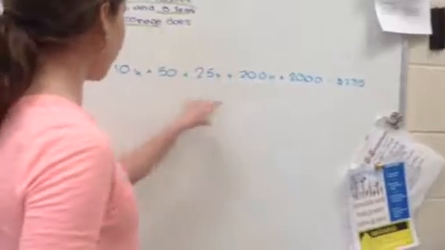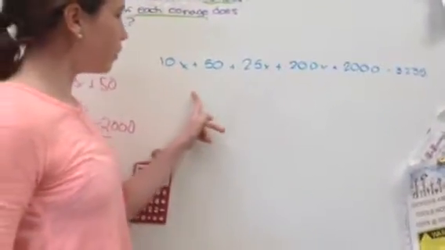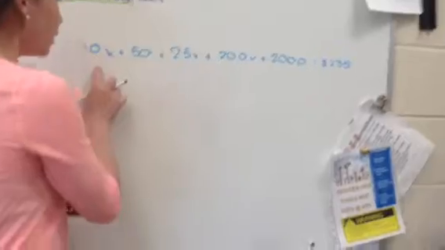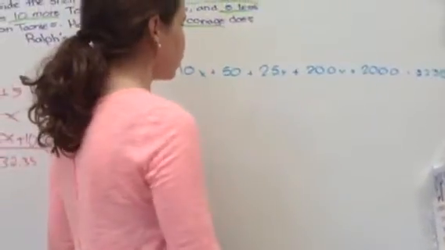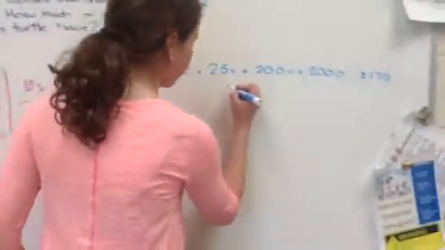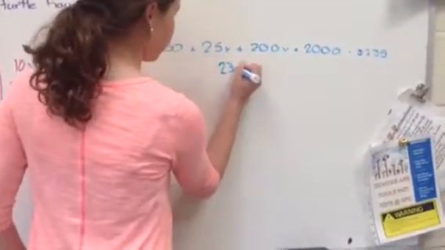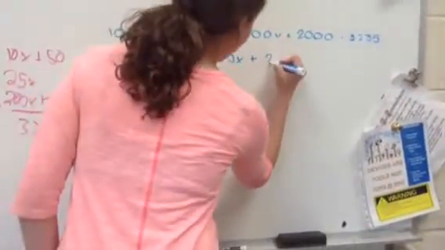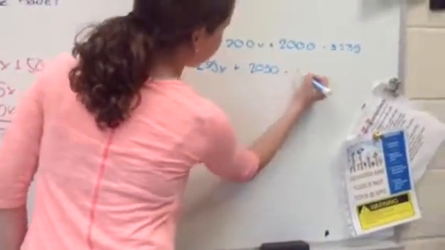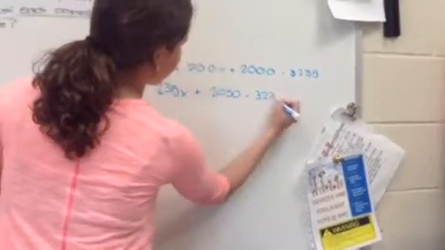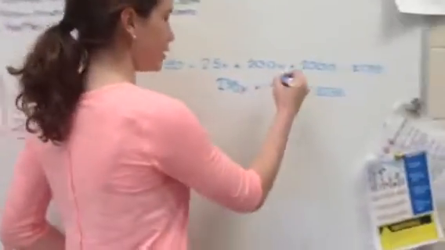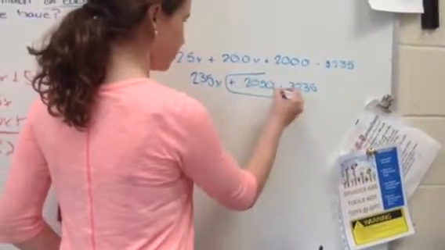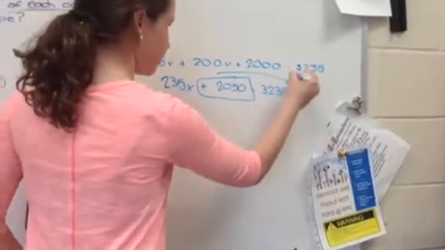So now I'm just going to bring my calculator over here because I have no clue what that's going to equal. But first I'm going to do like terms. So add the x's and just the normal numbers. So 10 plus 25 plus 200 is 235x. Plus 50 and 2,000 is 2,050 equals 3,235. So now we are going to isolate the variable and take the number to the other side.